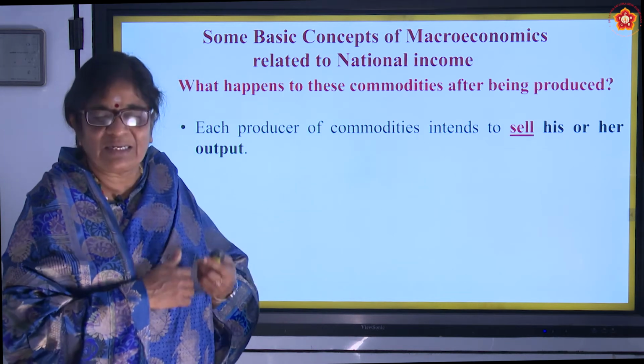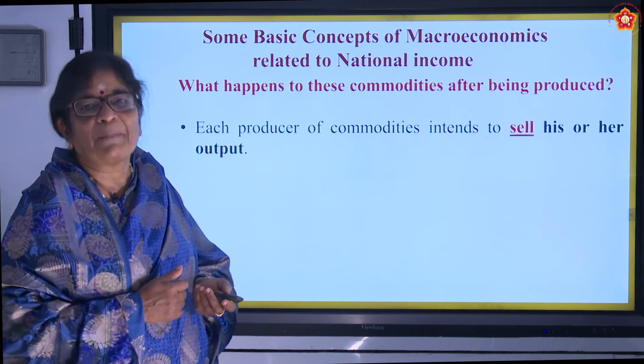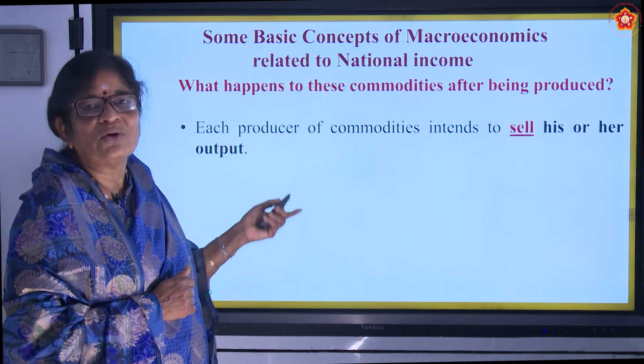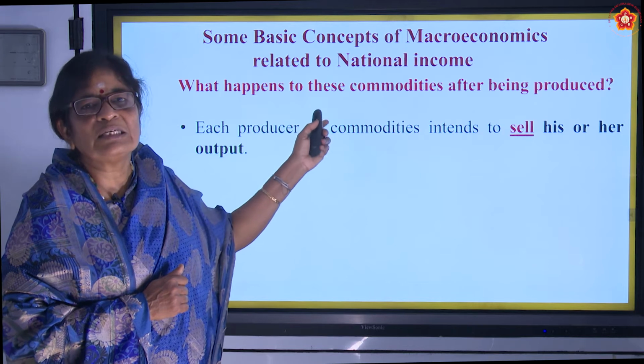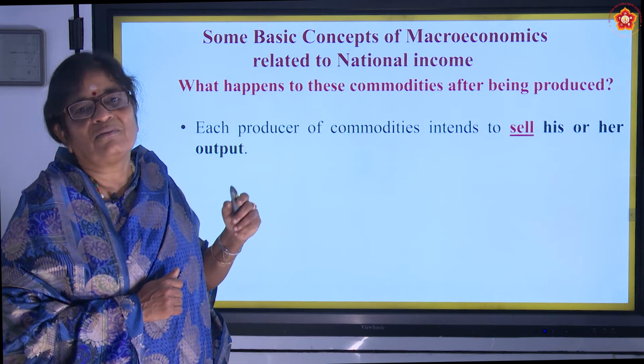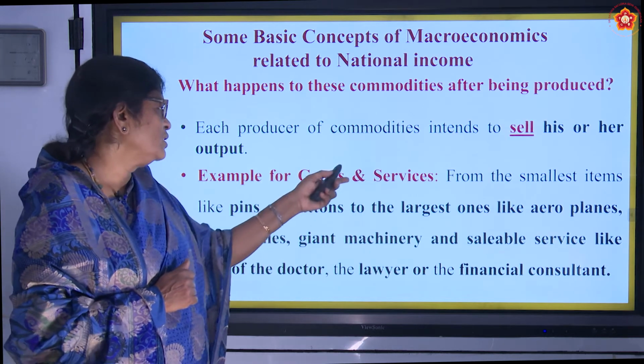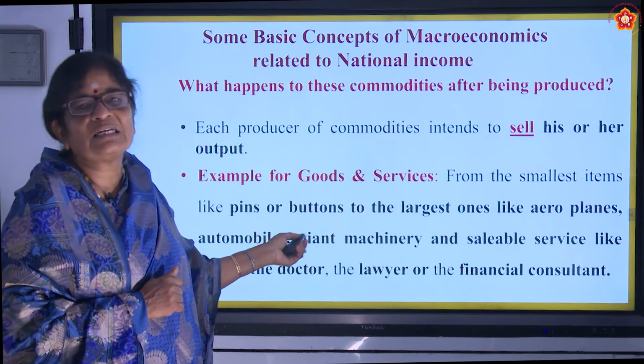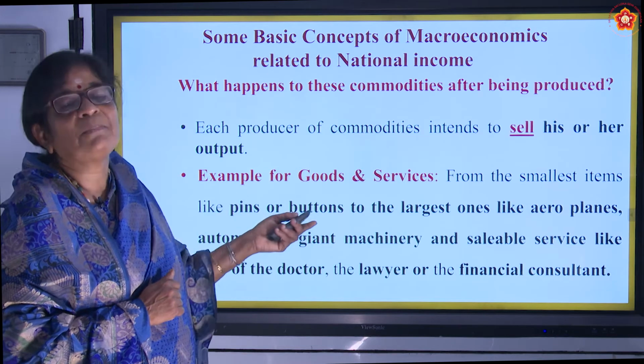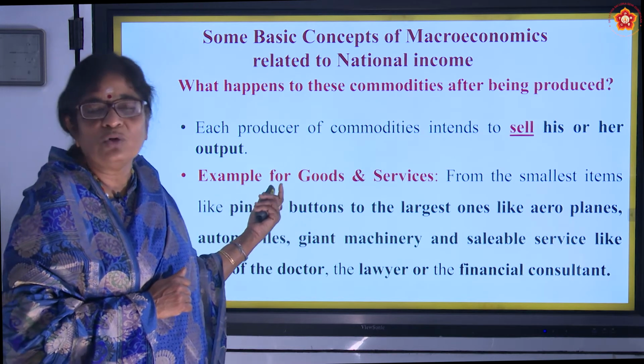Same concepts we are discussing as in the capitalist economy apply here also. What we do after production, he or she sells the production. But after selling the production, what does she get? She gets the income. Therefore, goods and services, from the smallest article to the biggest article, are sold in the market, whether goods or services.